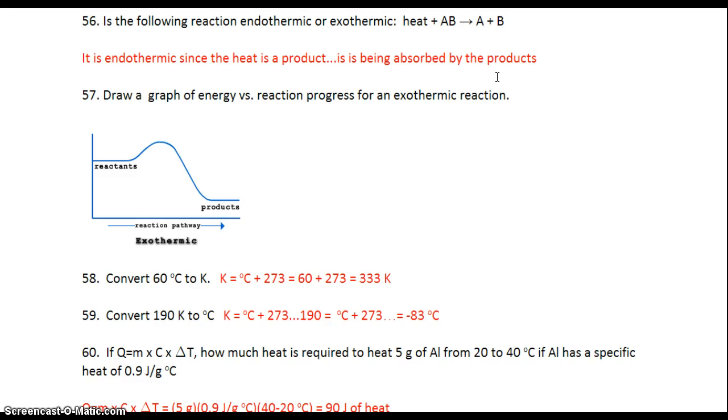So in number 57, they want us to draw an energy diagram or a graph that shows an exothermic reaction. Since the definition of an exothermic reaction is a reaction that releases heat, then we have to start with reactants at a higher energy level than what they end up as products. Energy is being released. So the products that we finish with have less energy or heat than the reactants that we started with.